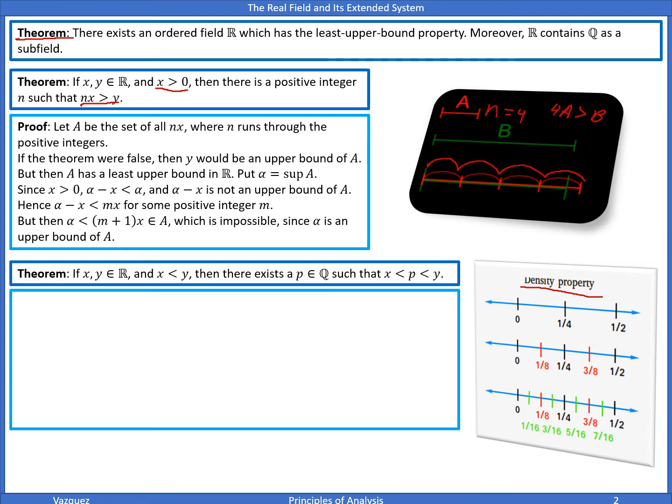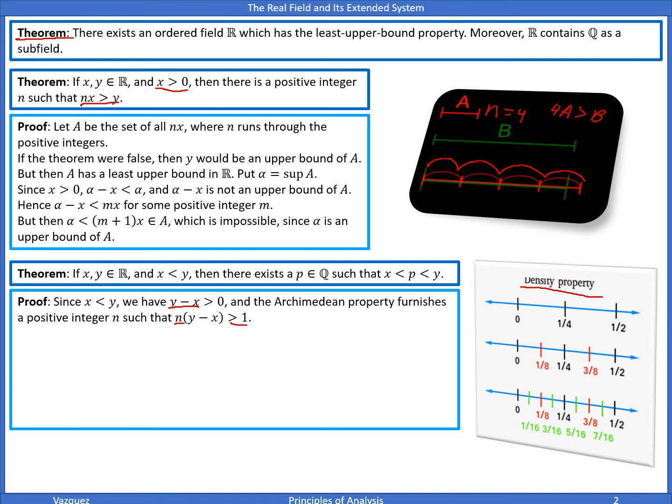Okay, we're going to go ahead and prove that. Well, since x is less than y, we can just rewrite it as y minus x is greater than 0. And the Archimedean property gives us what? Well, the fact that because this is greater than 0, we can multiply by some n for it to be greater than 1. Right?